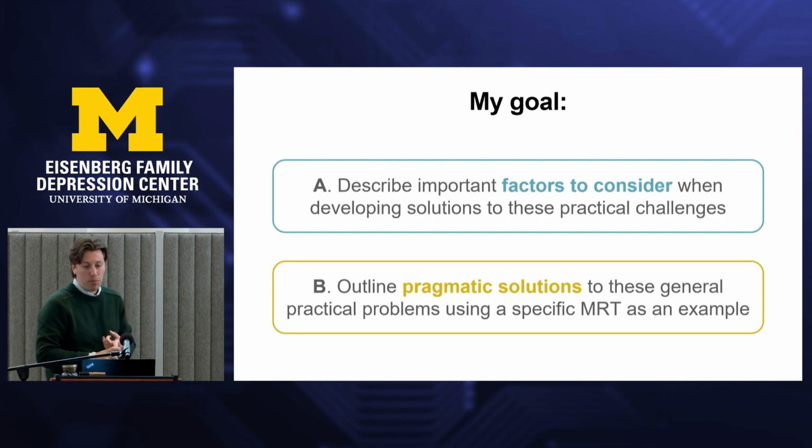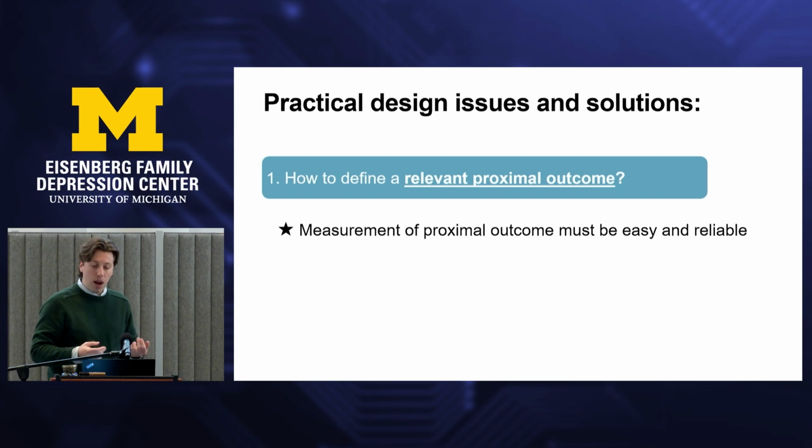So my goal is describing important factors and some pragmatic solutions. For the relevant proximal outcome, we wanted one that was easy and reliable and targeted engagement. So what we looked at is whether or not you use the app in the next 30 minutes. It's a binary indicator of whether or not you open the app at all. Did you go to any landing page? Did you look at anything? Did you input any information? Any engagement with the app, we counted as a 1.